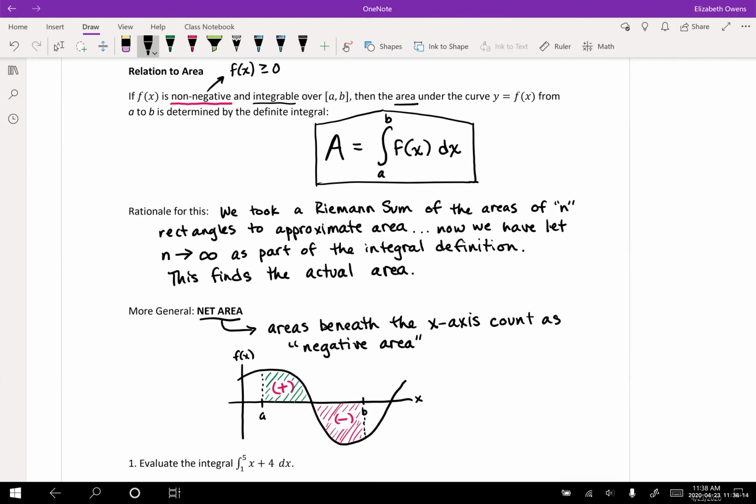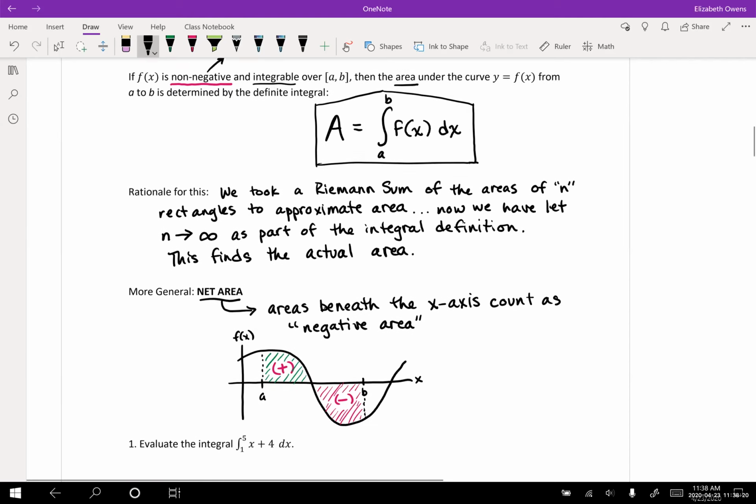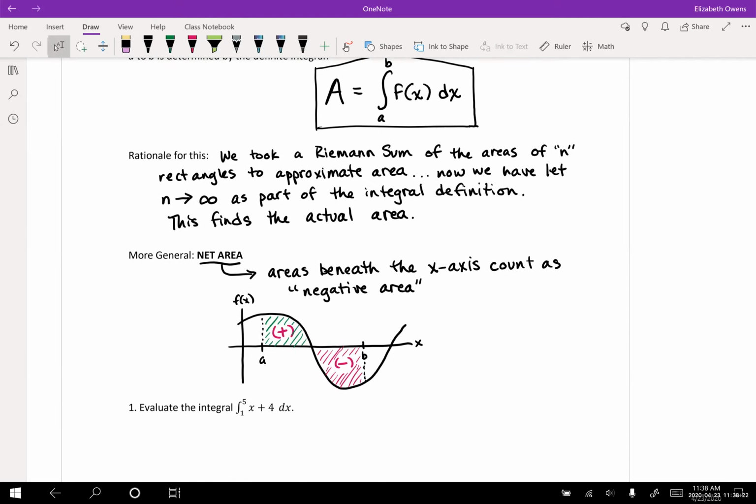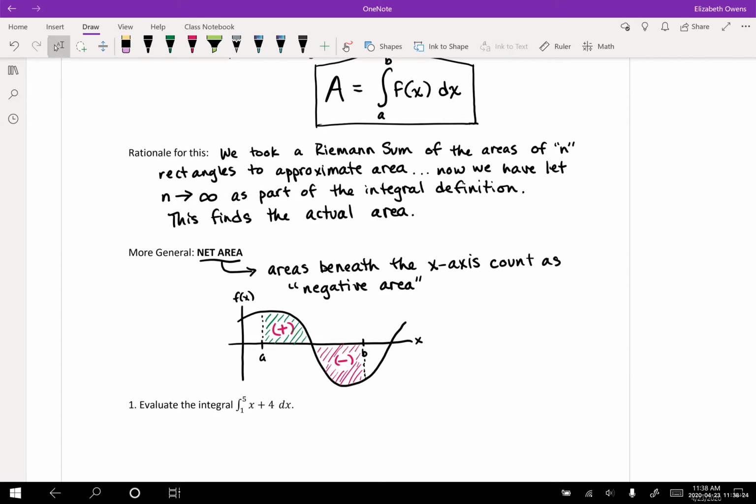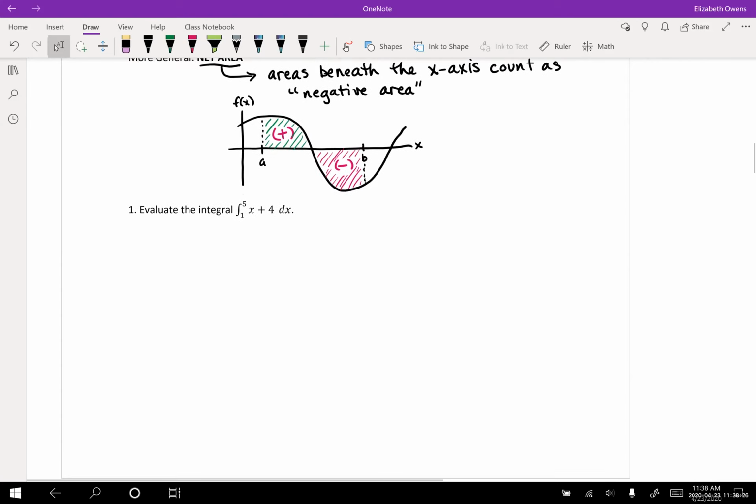This area thing is actually going to be useful to us, because if the function is nice enough, you can use that to calculate an integral. That's what we're going to do here. We're going to evaluate a definite integral.